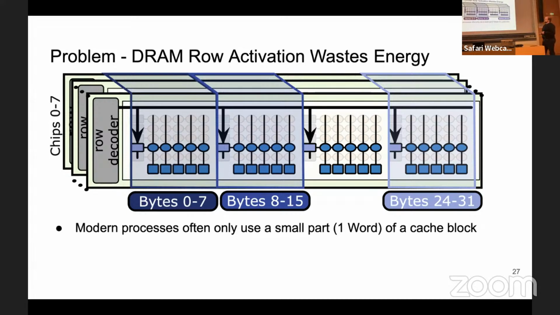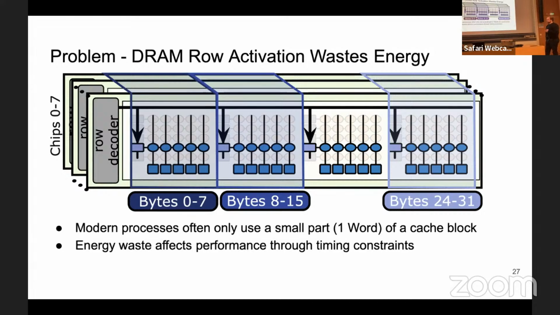So specifically, usually cache blocks are spread across chips. What if we only care about the first word and then some bytes at the end? Well, we still activate the row here, and we still read and write to that row, even though we never use this data. So that's bad.